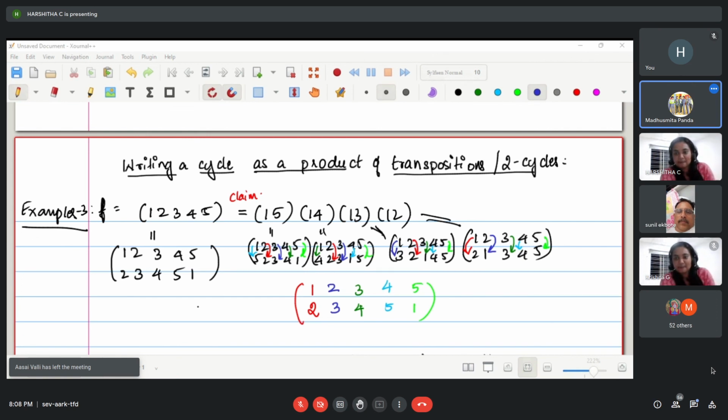Yeah, welcome. So one exercise, or one thing, if you want to think about it, is try to come up with other ways of writing it as a product of two cycles. Okay.